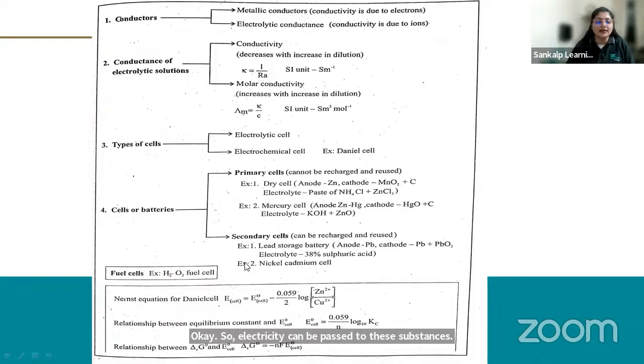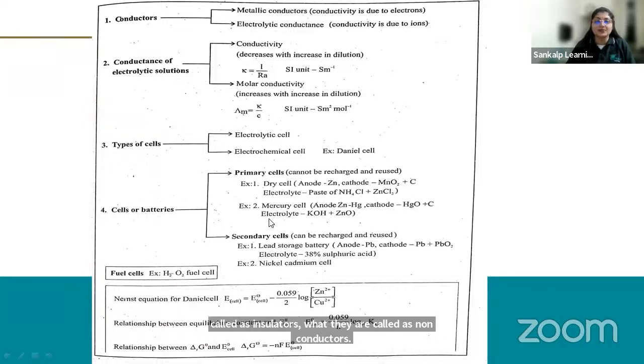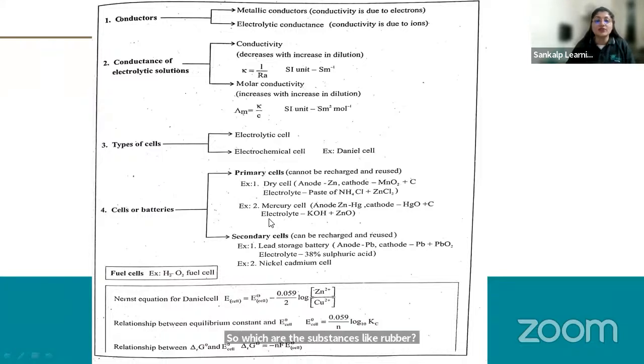Now some substances which cannot pass electricity, what are they called? They are called insulators. They do not allow the passage of electric current through them. They are called insulators, or non-conductors. Which are the substances? Like rubber, plastic, then ceramic, glass, wood. These are some of the examples of your insulators.